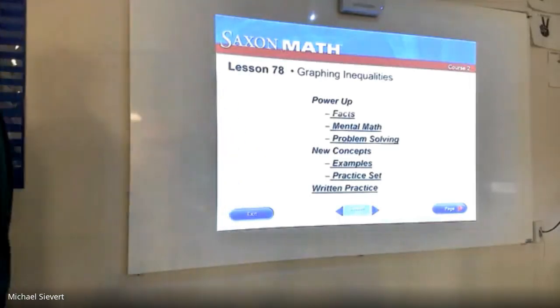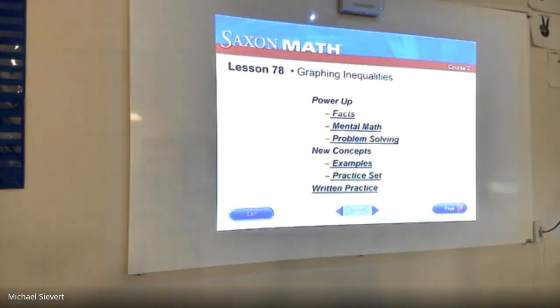Now we're adding two more terms to that. We're also adding greater than or equal to, and less than or equal to. Which means you're going to learn two new symbols for today. And you're going to learn how to graph them on a number line.